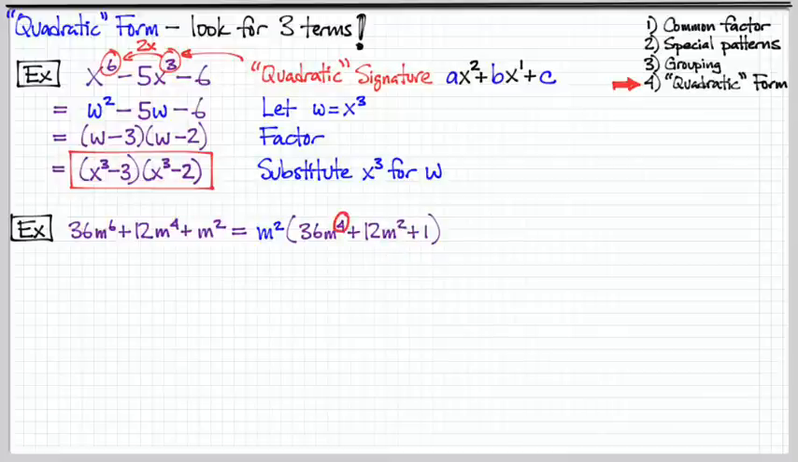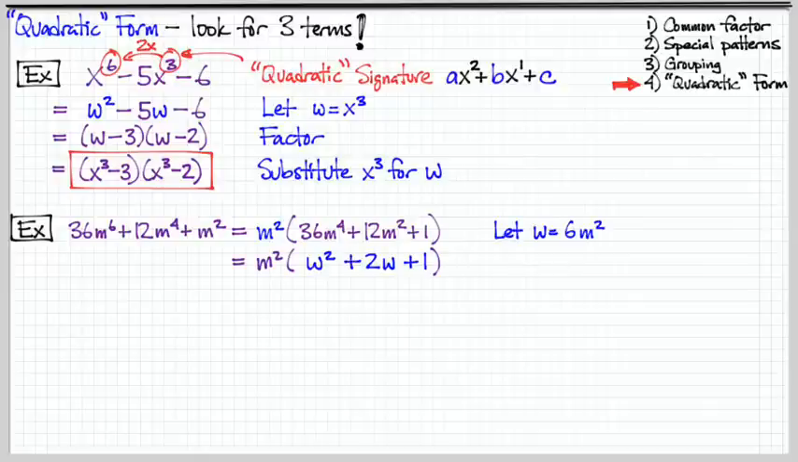We see a 4, we see a 2. So now that we see those, we have an opportunity to do this quadratic form method, and I'm going to do it this way. I'm going to let w be equal to 6m squared, because I also noticed that 36 is a perfect square, and so this is a little trick. It sometimes works. And so instead of w being m squared, I'm going to say let w equal 6m squared. So then I can replace the 36m to the 4th by w squared. And then 12m squared is actually equal to 2w plus 1.